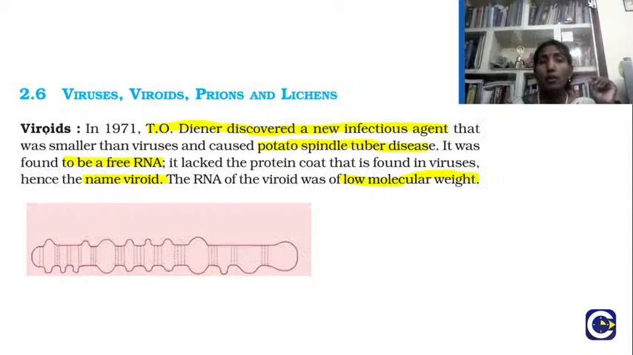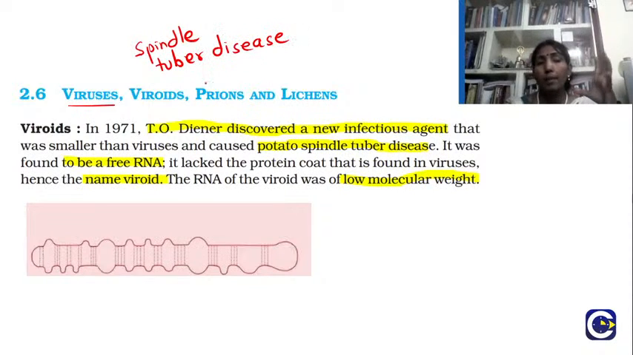Then see the viroids. It was T. O. Diener, the person who first identified this new infectious agent, much smaller than a virus. It was the first to cause potato spindle tuber disease, which badly hit the commercial sale of potatoes. They found that it is free RNA inside. It doesn't have a protein coat, so it is called a viroid. The RNA of a viroid is of low molecular weight, as you see in the structure here.